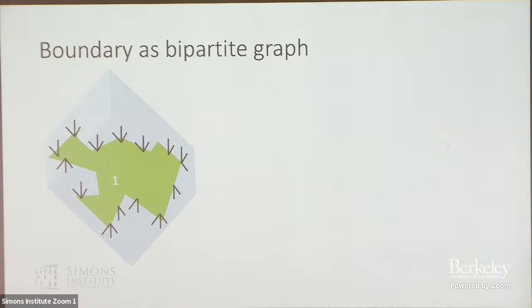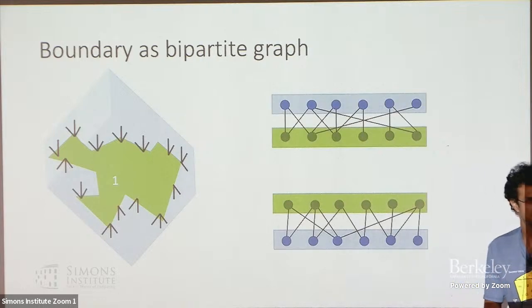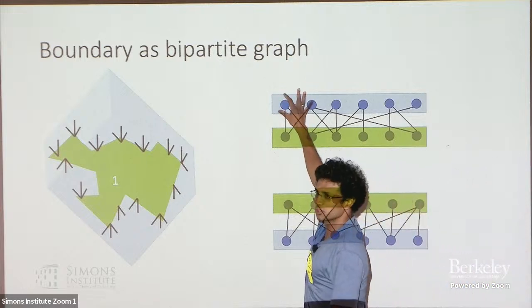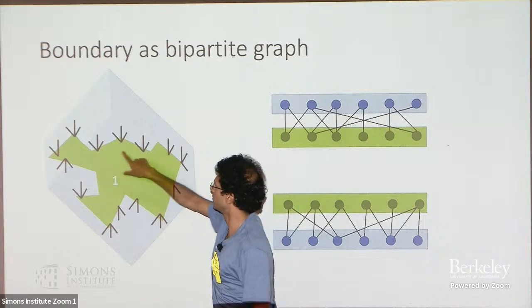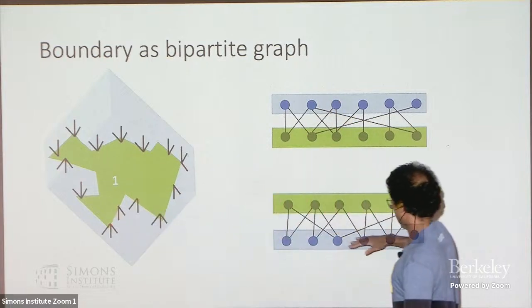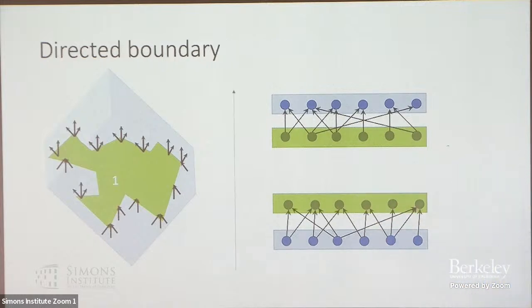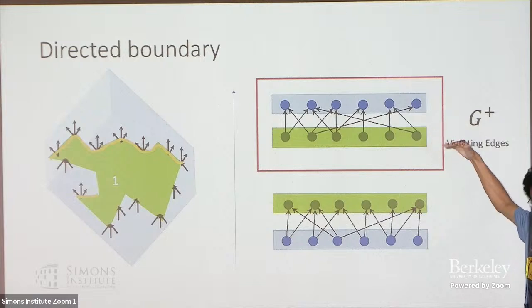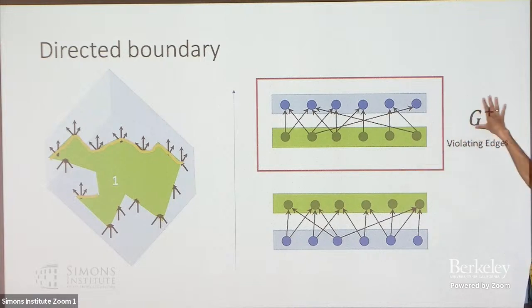So now let's think of it somewhat graph theoretically. The boundary is really just a bipartite graph, right? Again, we're just doing this with the hypercube. The greens are the ones and the blues are the zeros. So you have this part of the boundary where it's going from green to blue, and you have this part of the boundary where it's going from blue to green. And if you take a directed boundary, you're only focusing on the part where the ones are going to zeros. So this is sort of G plus, this is really all the violating edges. And this, of course, are the non-violating edges.